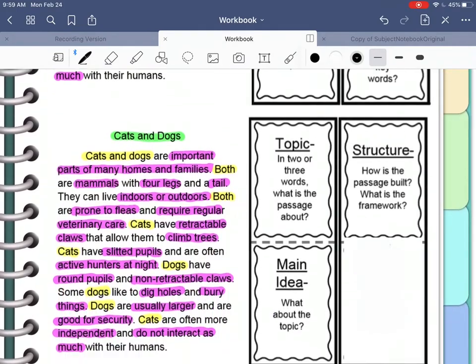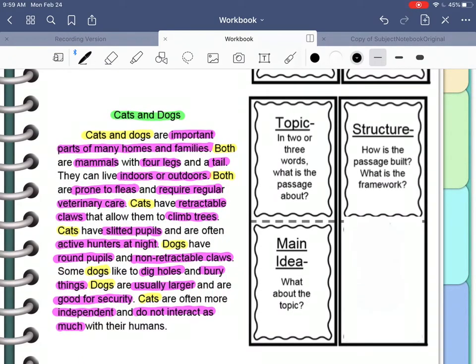And then our keywords. Remember, those are the things that we highlight in yellow. So this passage tells me specifically about cats. It tells me specifically about dogs, how they're different. And then it tells me how they're both the same. So both is a keyword that means compare and contrast. It literally means compare. It's telling me how things are alike.